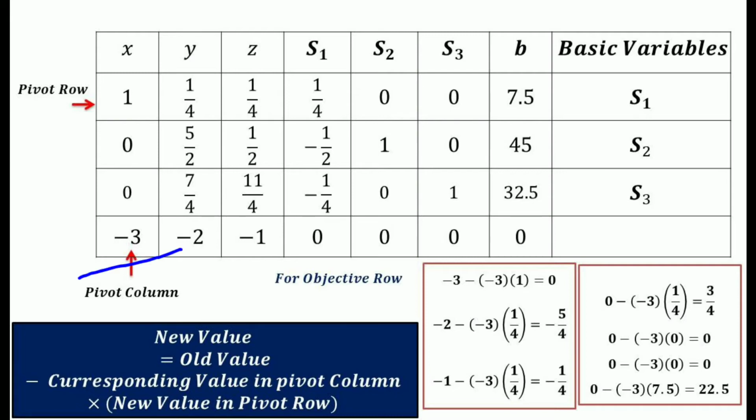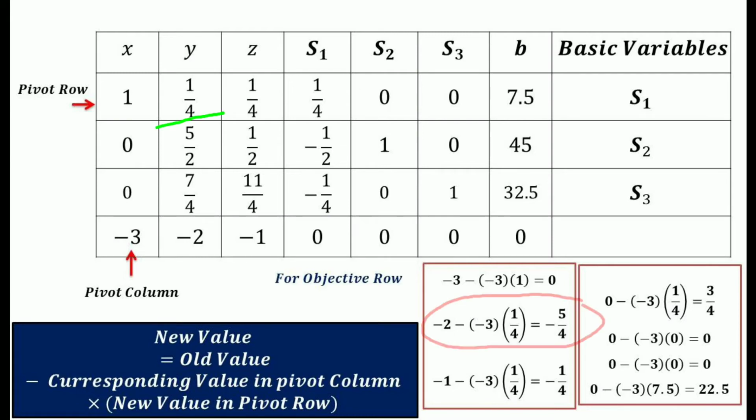The first old value in the objective row is minus 3, minus corresponding value in the pivot column, again it is minus 3, into new value in the pivot row, that is 1. So minus 3 minus minus 3 into 1, which is equal to 0. The second element, that is minus 2, minus corresponding value in the pivot column, that is minus 3, into new value in the pivot row, that is 1 upon 4.